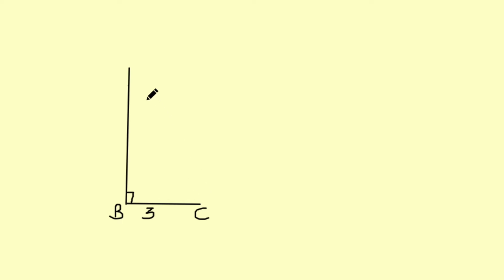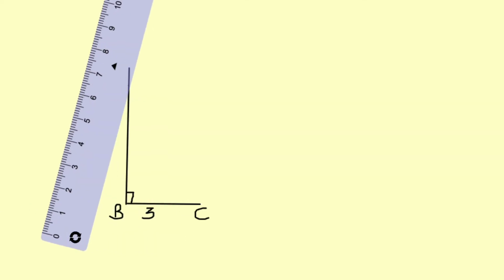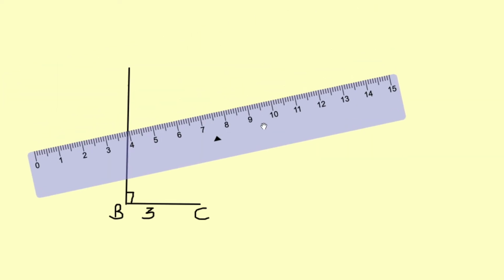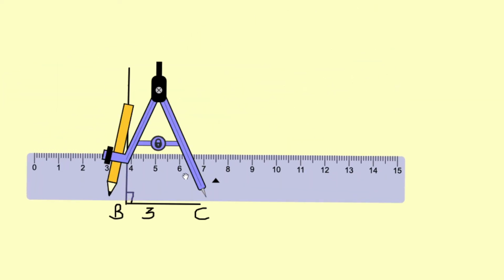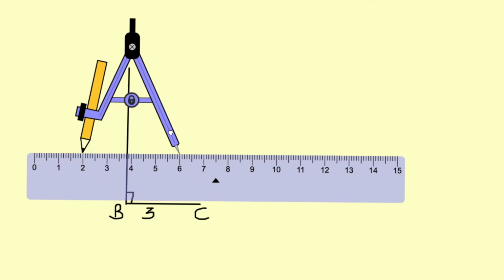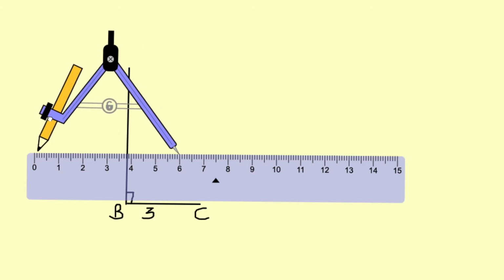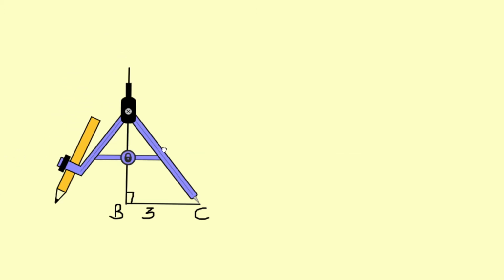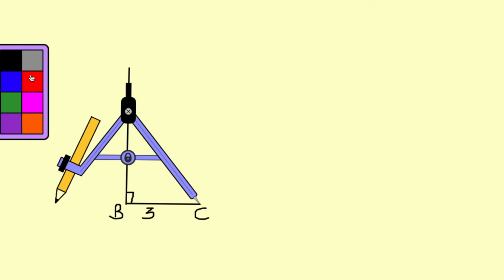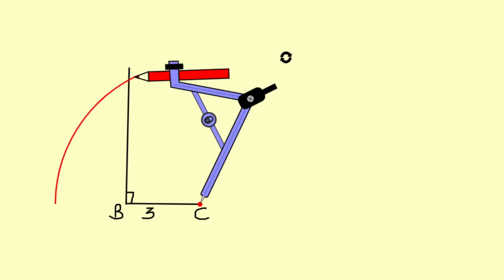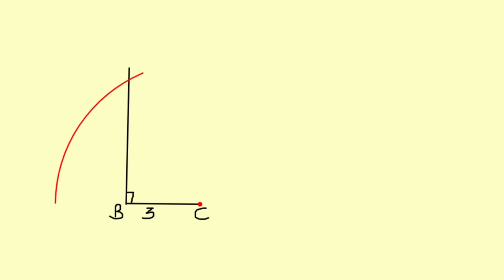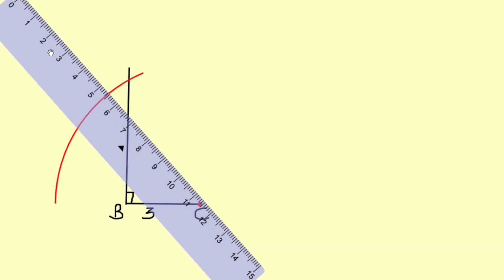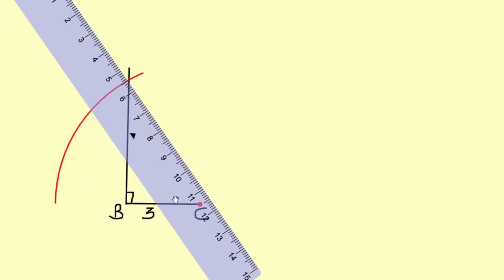And now we have to draw AC, which is 6 cm. So using the compass, we'll take the measure as 6 cm. Like this, we'll keep it here at B, and we'll make an arc like this. Now this point, the point of intersection of the side and the arc, we'll join using a scale.